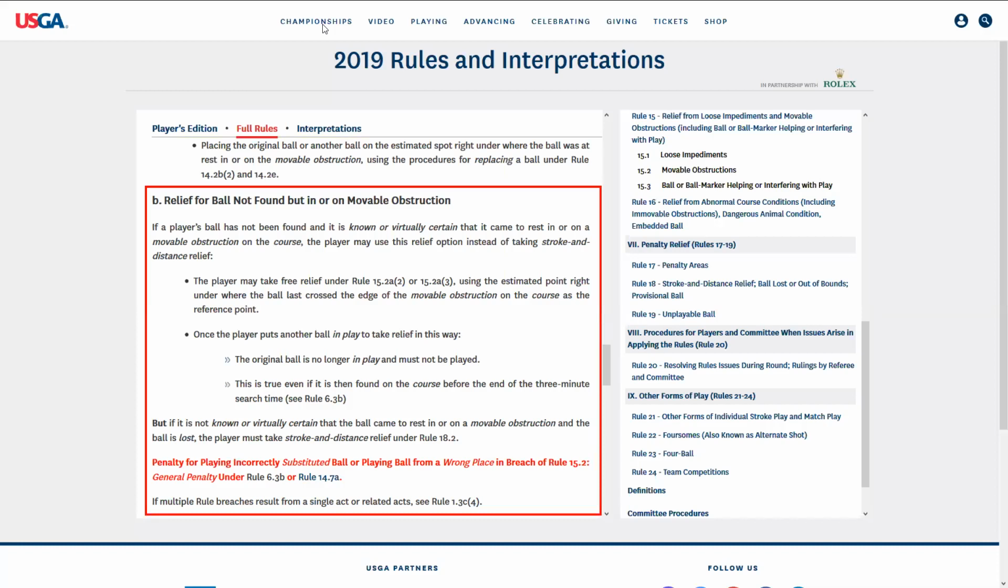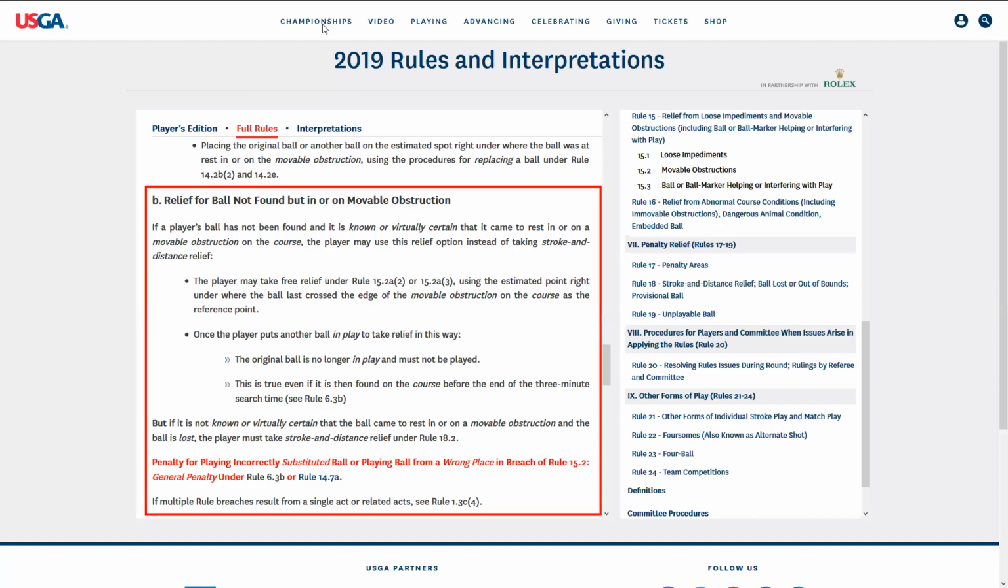So how do you take relief? Well, the player may take free relief under the rule that we just went through, using the estimated point right under where the ball last crossed the edge of the movable obstruction as the reference point. So what you do is you look into the trash barrel. You don't know where it is, so what you're going to do for this rule is assume that it lies at the edge of where it last crossed the edge of the trash bin.